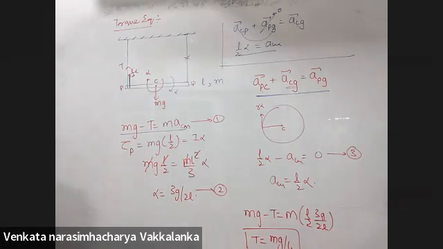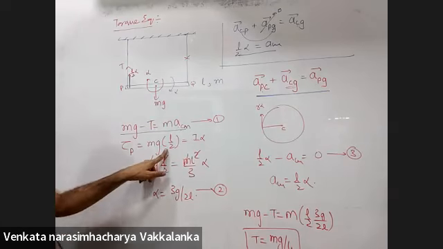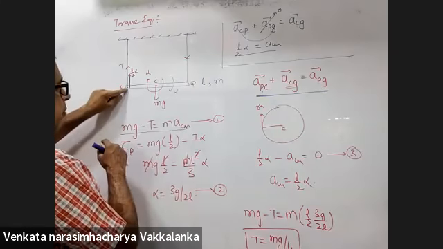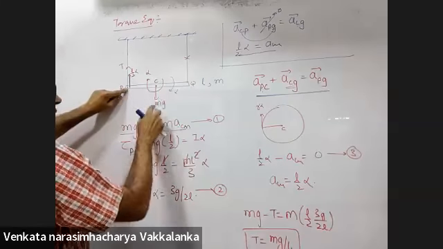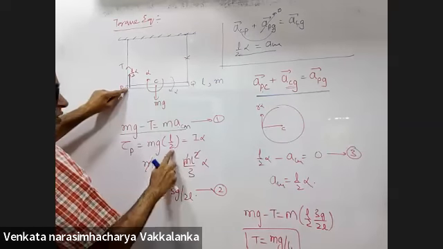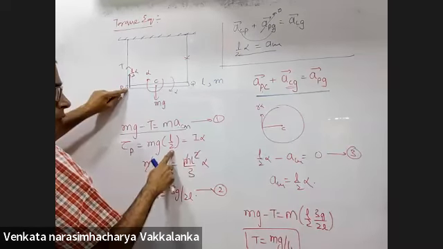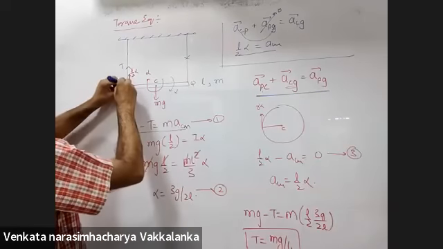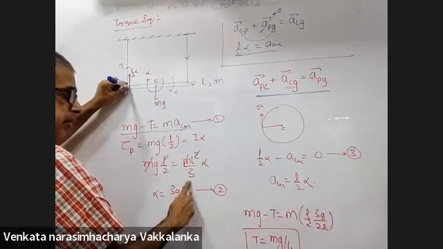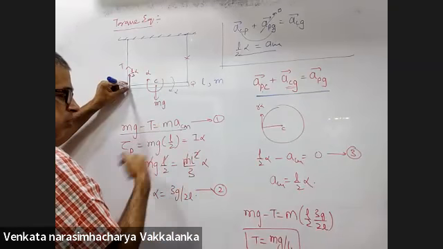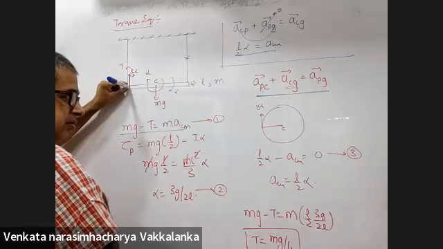Can you explain the equation mgL by 2 equals ML square by 3 alpha? mgL by 2: I took the torque about point P. The tension is passing through that point. mg into the perpendicular distance, which is L by 2, is equal to I alpha. The torque I took about point P, so the moment of inertia should be about point P. That is ML square by 3 into alpha.